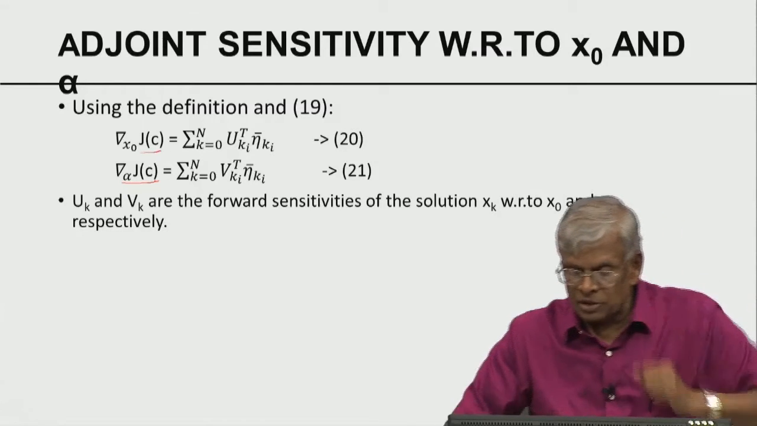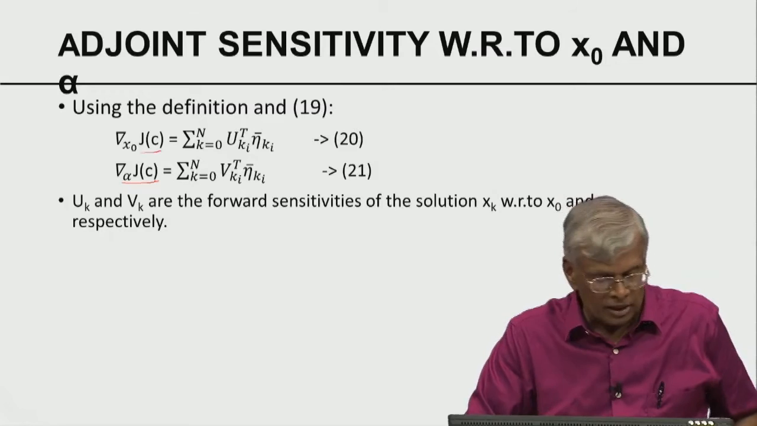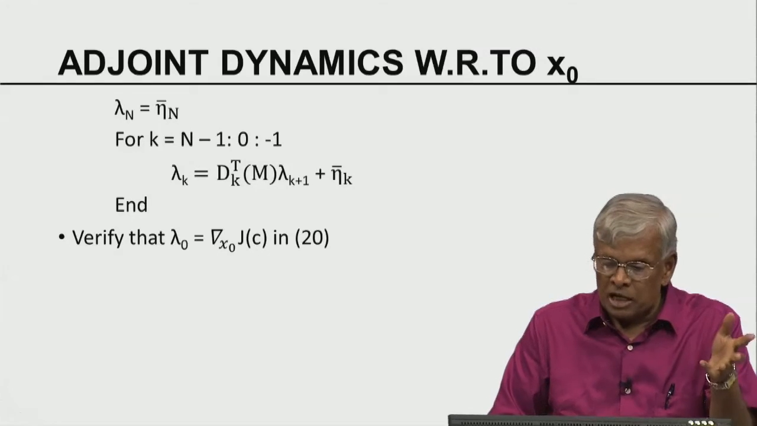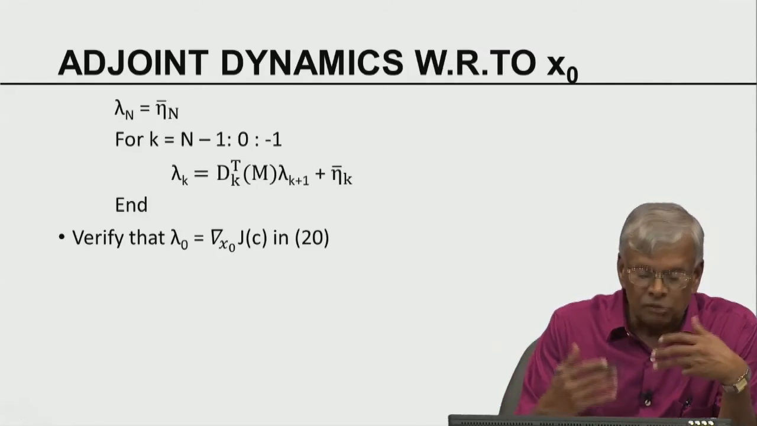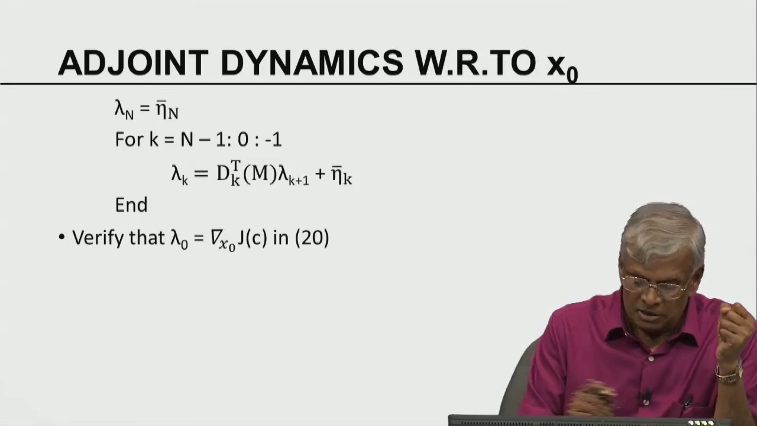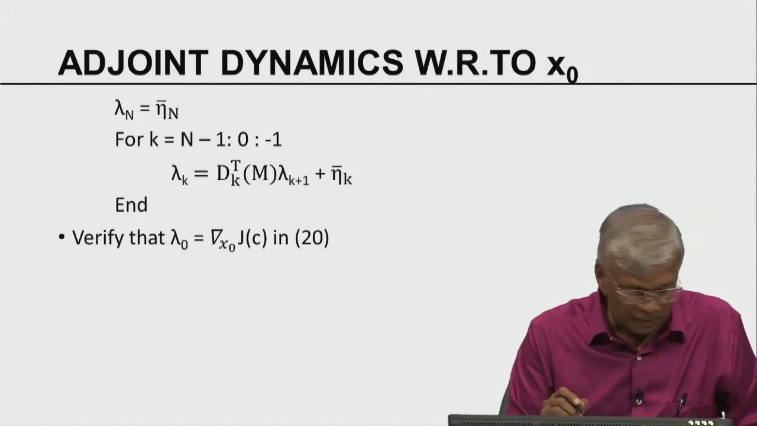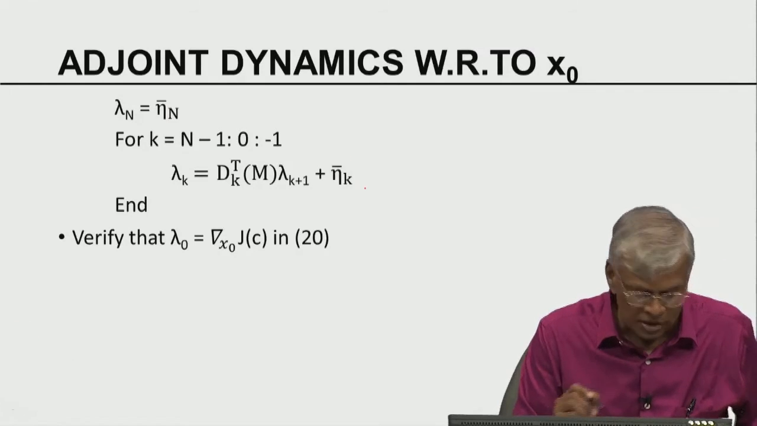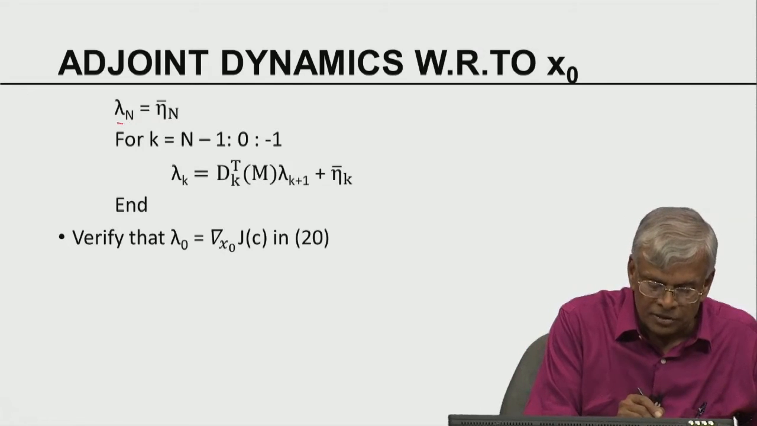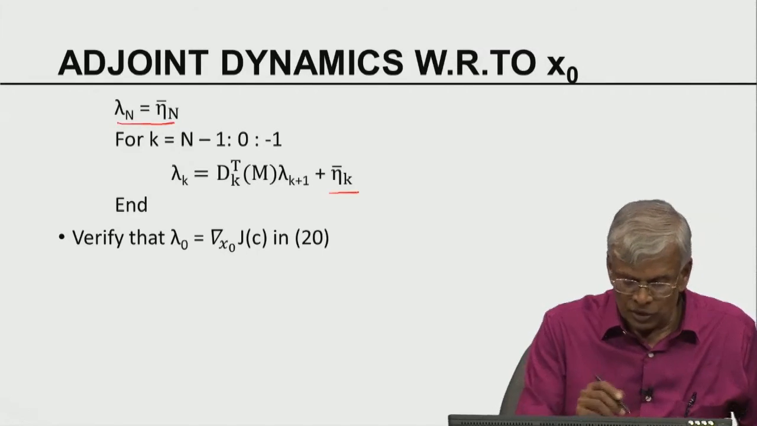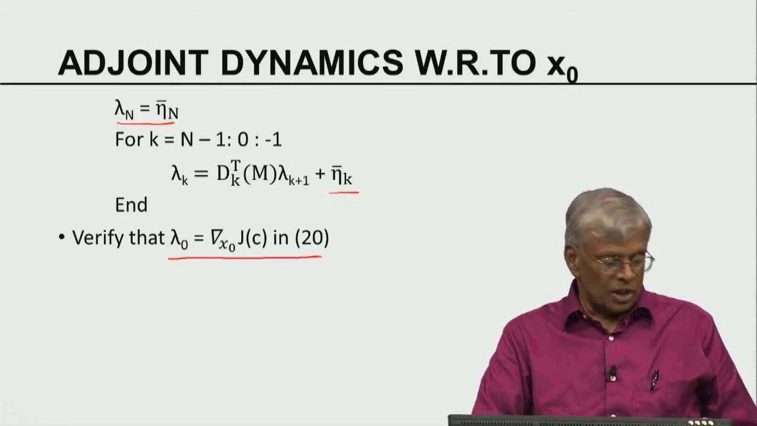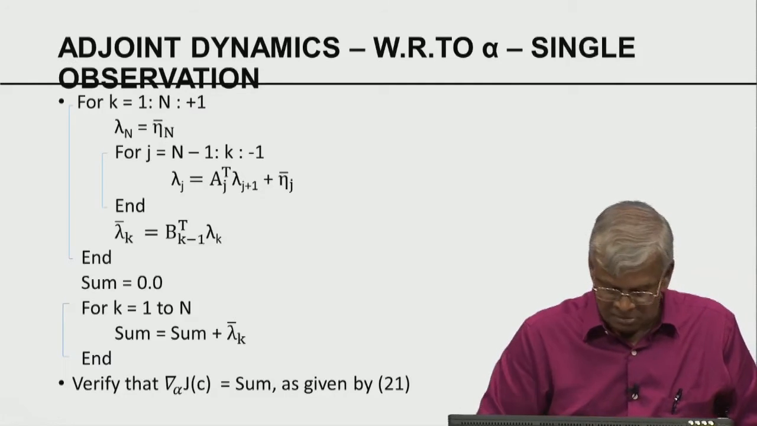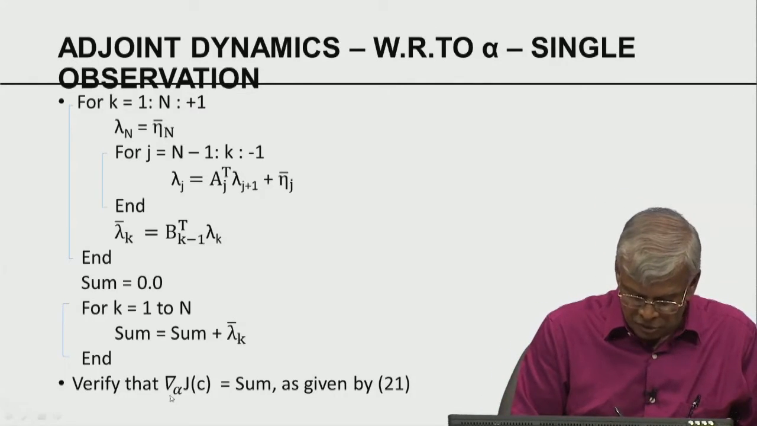U_k, V_k are the forward sensitivities of the solution X_k with respect to X naught and alpha. So adjoint dynamics with respect to X naught is given by this in the case of multiple observations. Please remember, in the case of a single observation, we simply have the final condition. There is no forcing. When there are multiple observations, I have a final condition and I also have a forcing. So in the end, when you calculate this, I calculate an adjoint sensitivity. So this is the backward dynamics. Likewise, the backward dynamics for the multiple observation is given by this. Structurally, they are not too different from each other.